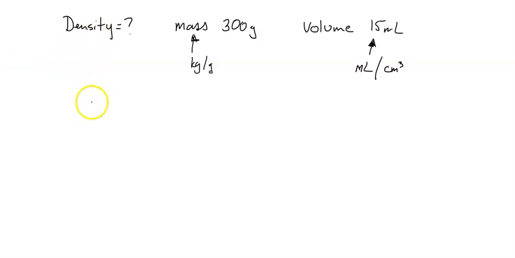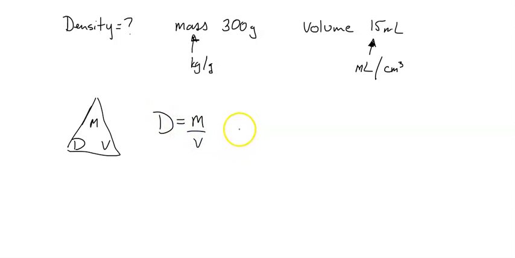But if we're looking for density, what we're going to be doing is, first of all, just going straight to our formula. Now, you could put it also in the triangle, cross off D, but you're going to get density is equal to mass divided by volume. We're now going to substitute in our numbers. 300 grams divided by 15 milliliters. And when you do 300 divided by 15, you're going to get a value of 20. But we need units. Well, grams and milliliters are both there, and so the units are actually just grams per milliliter.